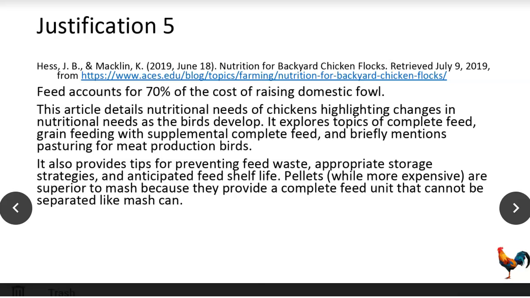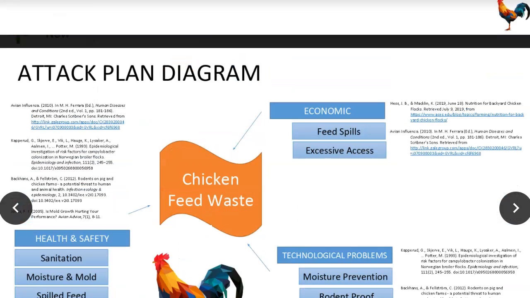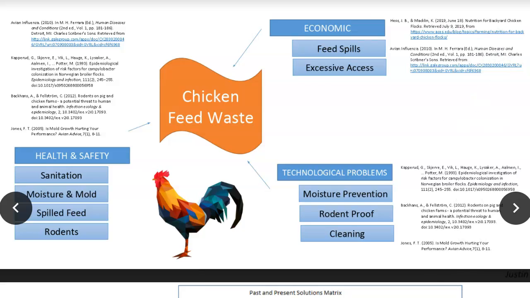And then you're going to take that attack plan, and it needs to look kind of like this when you're done. So what you need to do is have a very brief description of your problem, what the heart of the problem is really all about. And then we talked about the different approaches. So we tackled health and safety, economics, and technological problems. And we were able to speak about each one of these: sanitation, moisture and mold control, spilled feed and rodents, and feed spills costing money, and excessive access where other things are eating the food all the time.